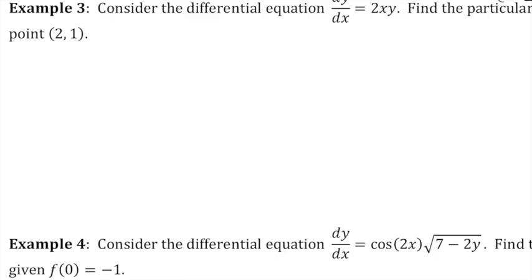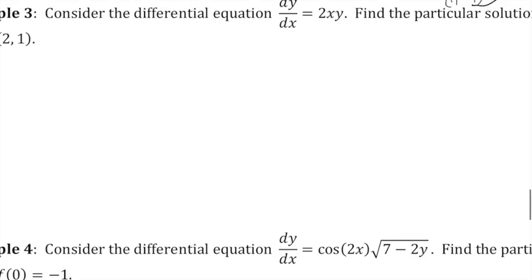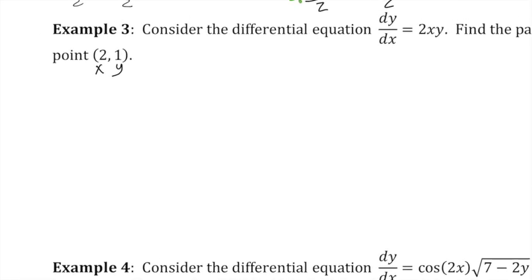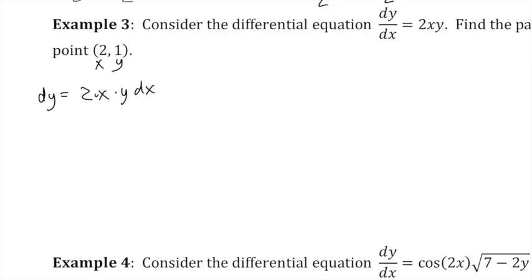Okay, moving on to example 3. So again, we're going to consider the differential equation dy dx equals 2xy. Find the particular solution given that we have an initial condition of 2, 1. So again, my first step is to isolate dy and dx. So let's multiply dx to each side. If I multiply dx to the left side, those cancel. And so we'll just have dx over there on the right. And then get all your variables to the side with their partial derivatives. So we're going to divide by y.